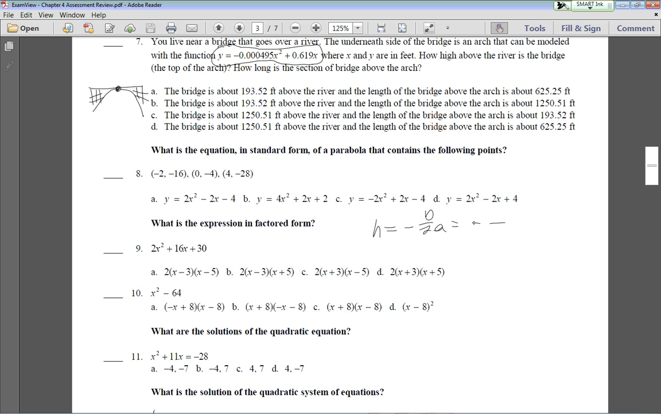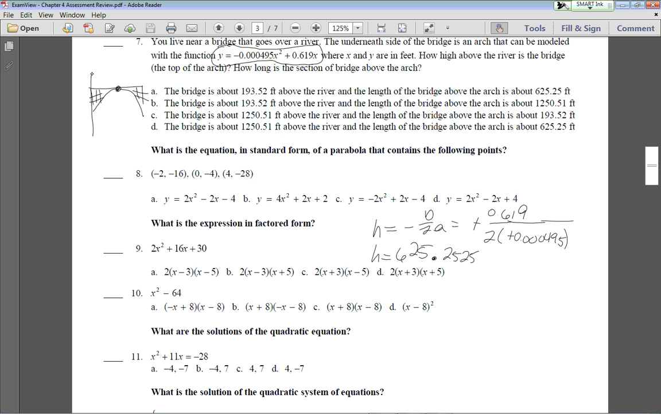So negative b, which is 0.619, over 2 times a, which is negative 0.000495. So this is simply a calculator problem, because you can use a regular calculator tomorrow on the test. So we know these negatives will cancel out here. This negative will cancel with this negative, making it a positive. So it's just simply 0.619 divided by 2 times 0.000495, which gives you 625.2525 feet.